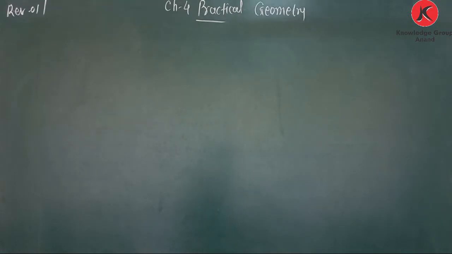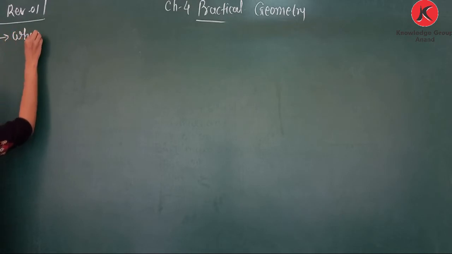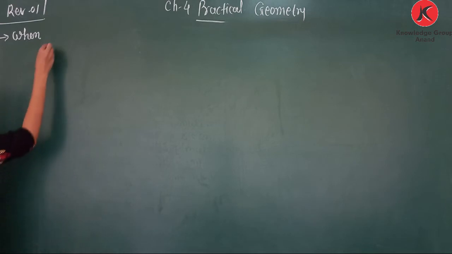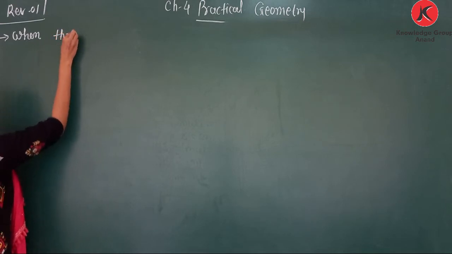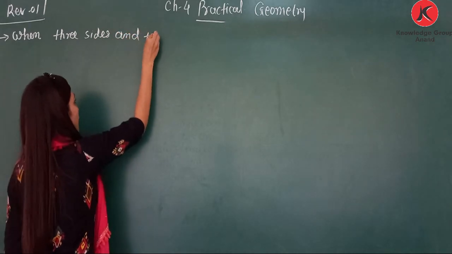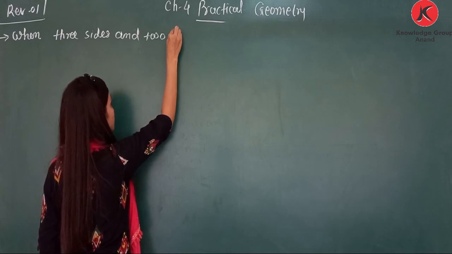Now the next type of construction of a quadrilateral is when three sides and two diagonals are given. Up to now we learned the case when four sides and one diagonal are given. At least 5 measurements are required to construct the quadrilateral.